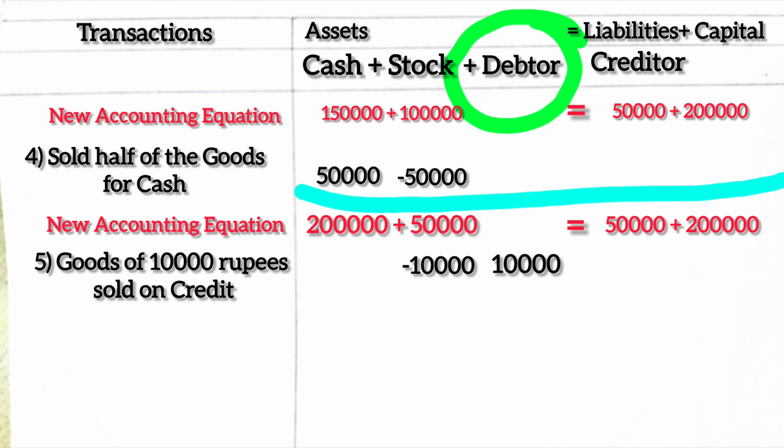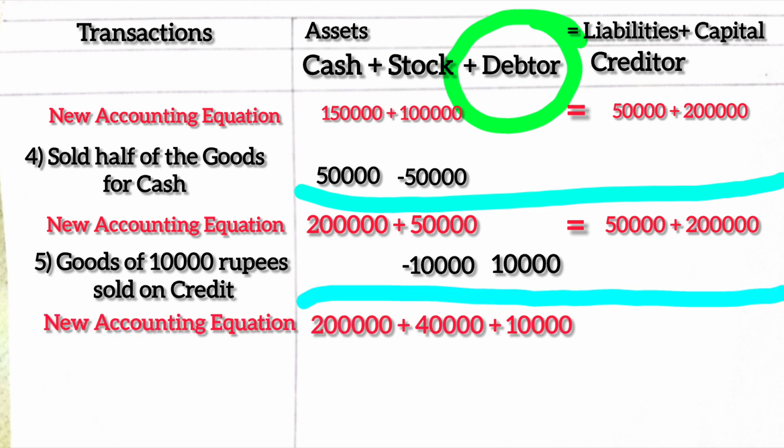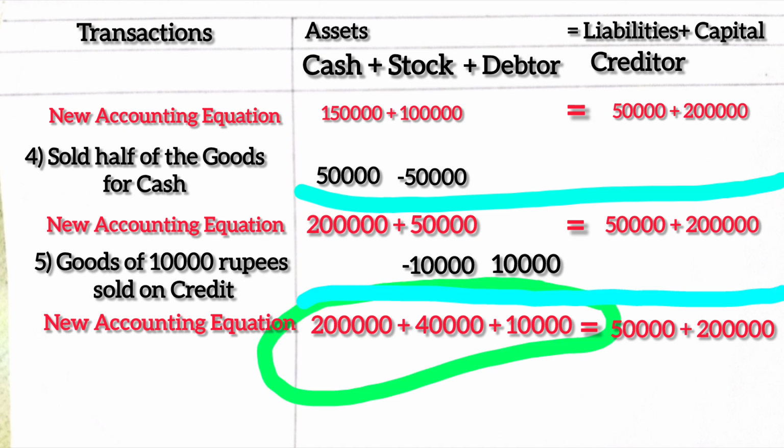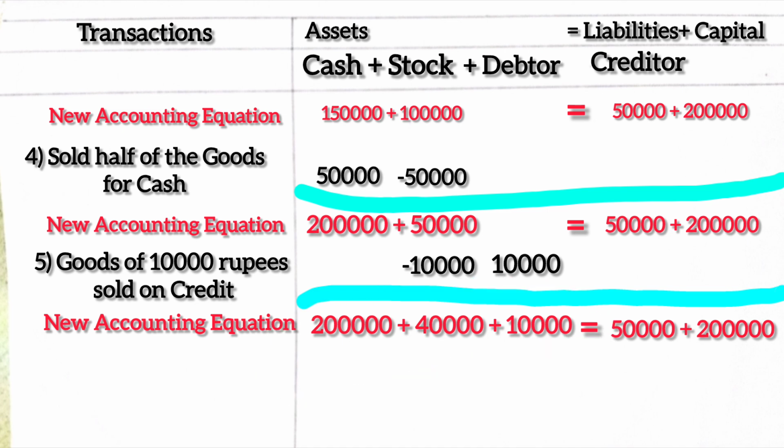Now if you do the total, you see cash 2 lakh, and then stock 50 minus 10 is 40,000, and debtor plus 10,000, and the liabilities and capital columns remain unchanged. So you see, if we do the total, it will be equal: 2 lakh plus 40,000 plus 10,000 is equal to 2 lakh 50. And the right hand side, liabilities and capital, liabilities is 50,000, capital is 2 lakh. So you have seen the accounting equation tallies.